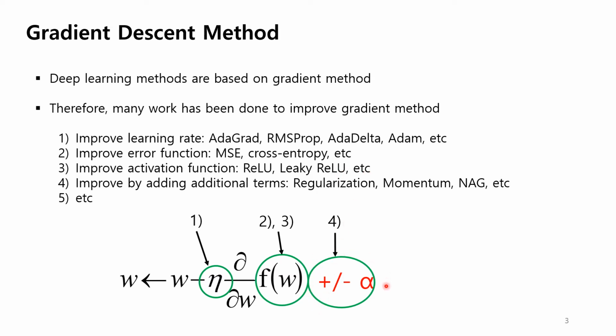And finally, the fourth direction is we're going to add some other term here to improve the gradient descent, and this term may be momentum, or it may be a regularization, maybe L1 regularization or L2 regularization, etc. So you can add some additional term here. That's the fourth direction to improve the gradient descent. In this chapter, we're going to cover all these methods to improve the gradient descent method.